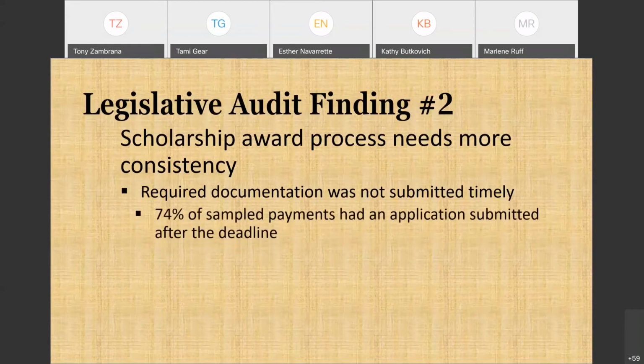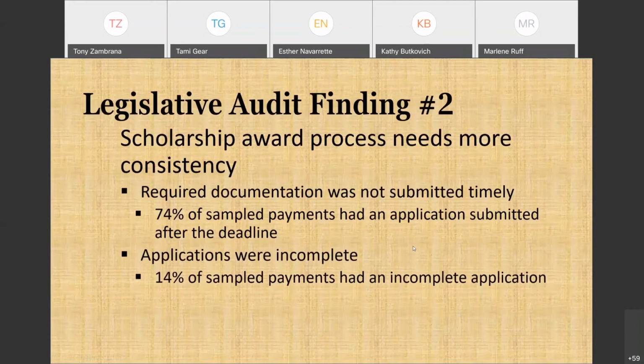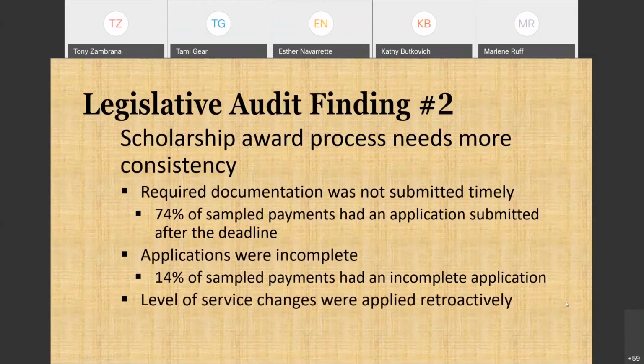74% of sample payments had an application submitted after the deadline. That's a huge portion. And when this program was being run before, I will admit that there were times that we sent things through even though the application had not been submitted on time. And because of this audit finding, we cannot do that anymore. Applications often were incomplete without all of the documentation that was needed. 14% of sample payments had an incomplete application, never completed. That's a big issue. And level of service changes were applied retroactively.